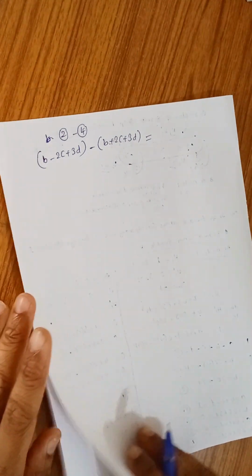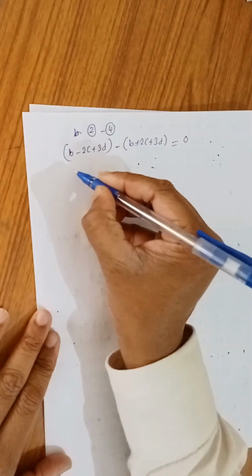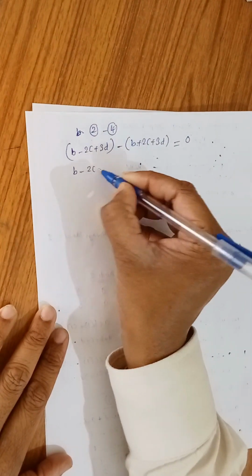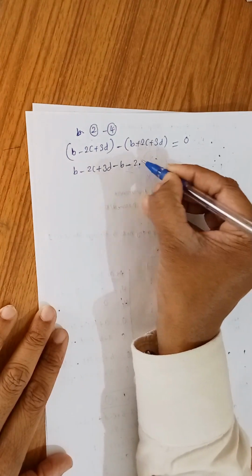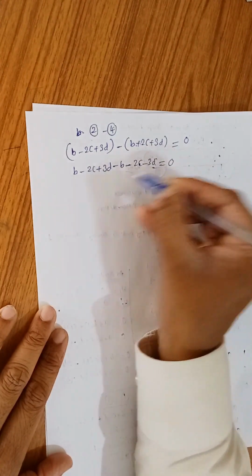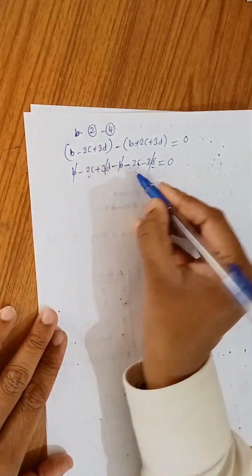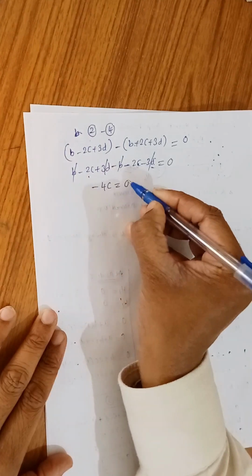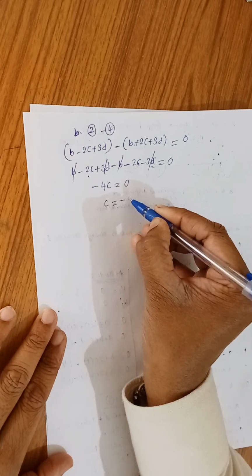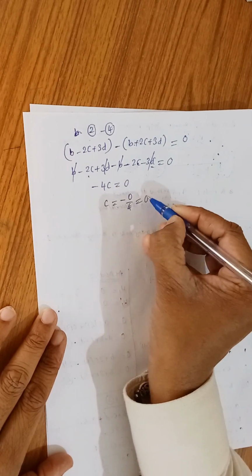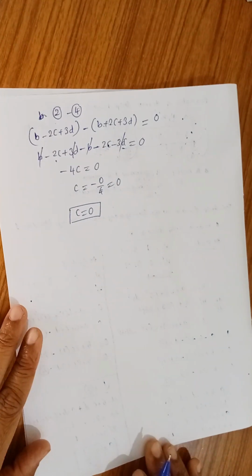Both are equal to 0, so 0 minus 0 is going to be 0 again. So b minus 2c plus 3d minus b, minus, I'm going to multiply it inside, minus 3d, equal to 0. Here plus 3d minus 3d gets cancelled, plus b minus b gets cancelled. I'm going to get minus 2c minus 2c is minus 4c, which is equal to 0. If I send this 4 to the other side, c equals minus 0 by 4, which is nothing but 0. Therefore the value of c is 0.